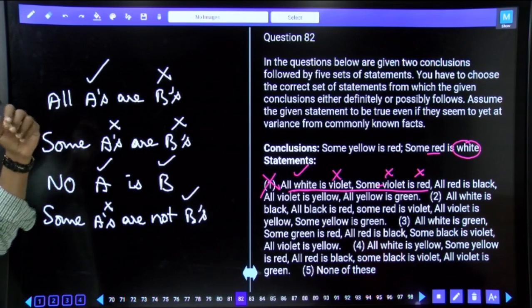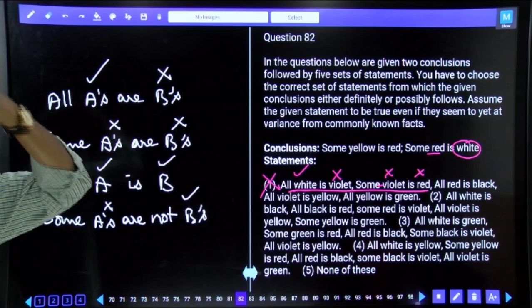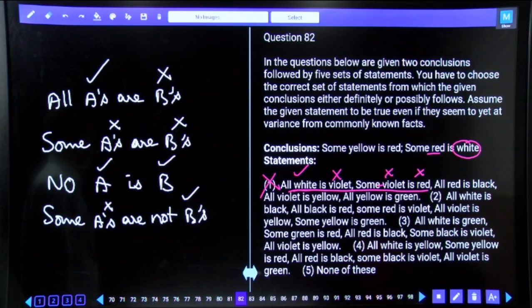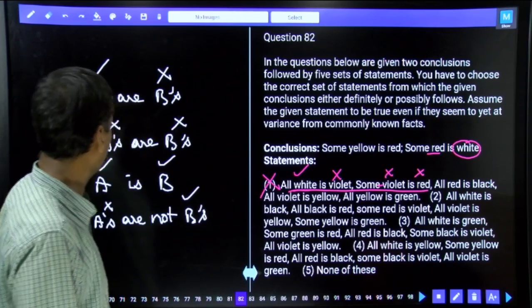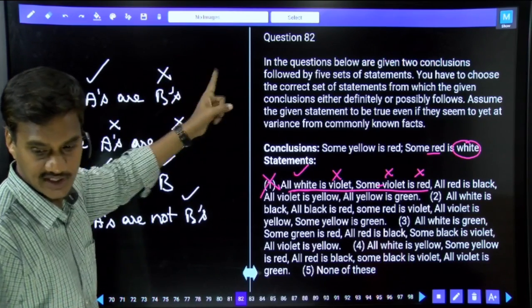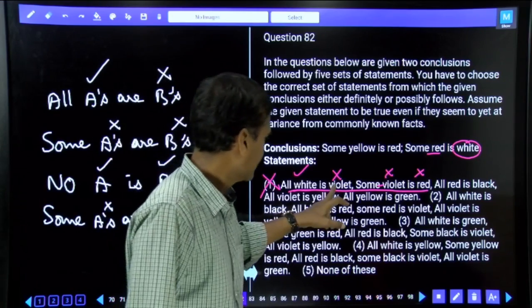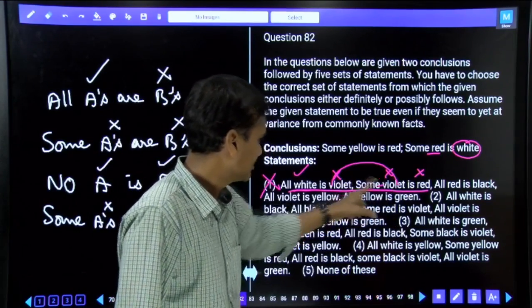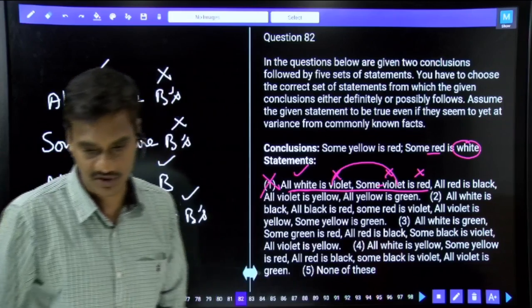First, this is tick and cross. The first rule states that we need to have three terms. Now one middle term should be there, and the middle term should be distributed at least once. Distributed means on that middle term we need to have a tick. Now here, violet is the middle term between these two, but there is no tick here. Hence choice 1 is wrong.